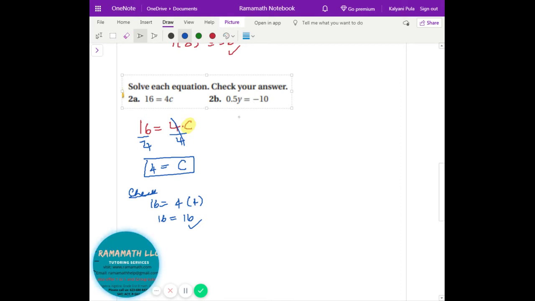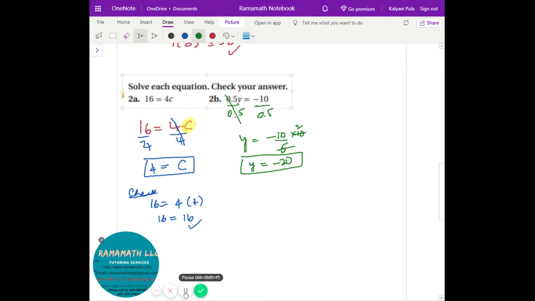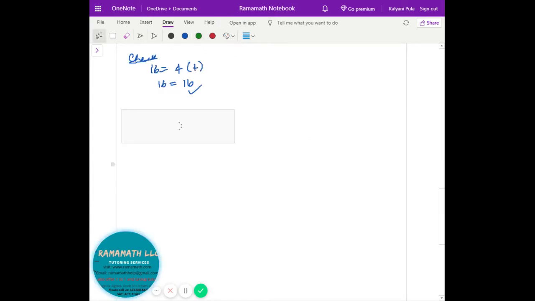And coming to this question, what number do we need to divide by? By 0.5. And then y equals 10 divided by 0.5, or you can write it as 10 divided by 5 over 10, because 0.5 means 5 over 10, and you can cross this out. That's negative 20. So the first one we multiplied, and the second one we divided.